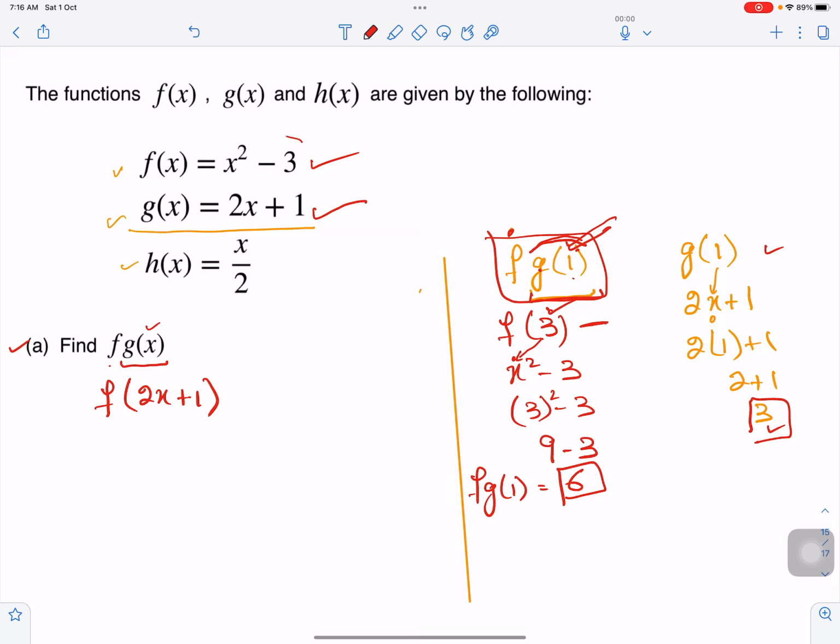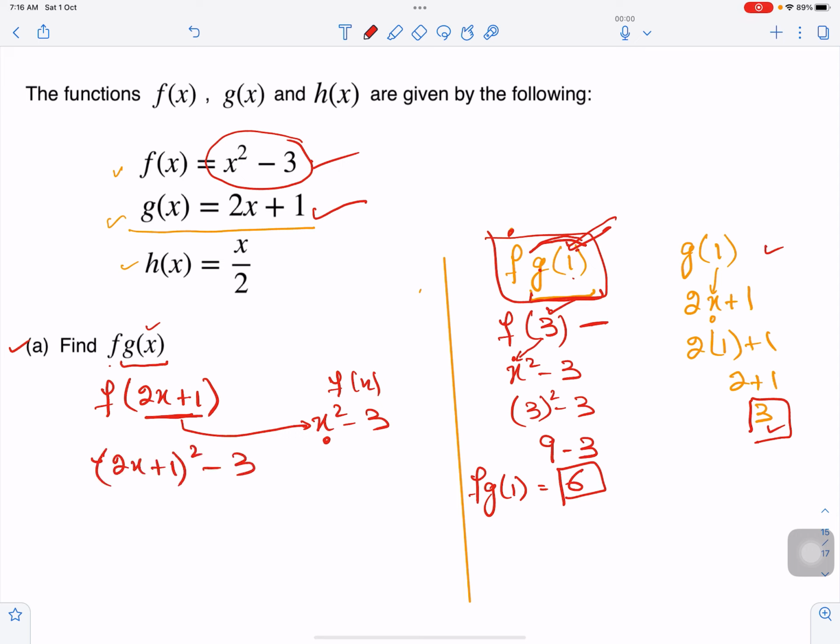Now what is my function f? x square minus 3. So I'm just writing it here, and in place of x, now I will replace what? 2x plus 1. This whole thing will go in this, because this is my function f. So now it will become (2x plus 1) square minus 3. So I have substituted this value in place of x.